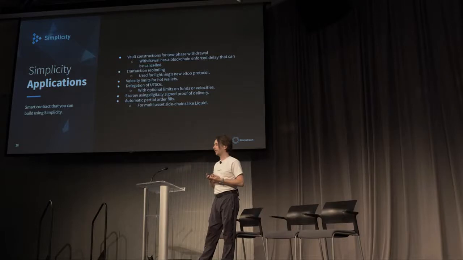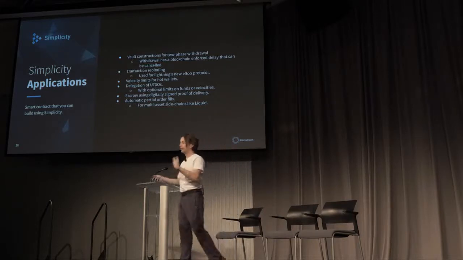We could do sort of escrow for digitally signed proof of delivery, right? So if UPS produces some sort of certificate saying that they delivered something, you could automatically release funds under those conditions. That's sort of this Oracle model where you use an Oracle to connect the real world to the blockchain.